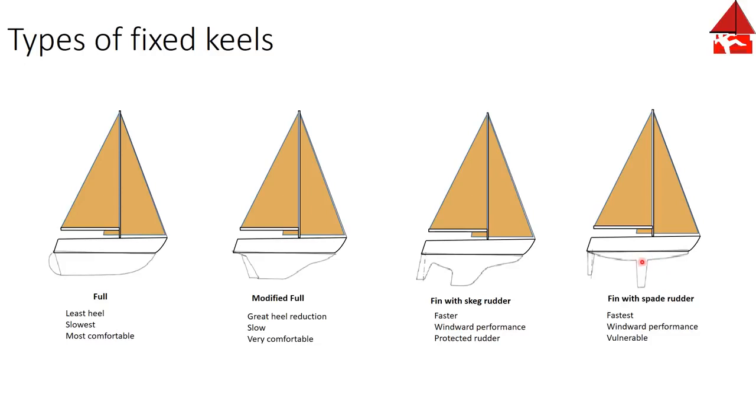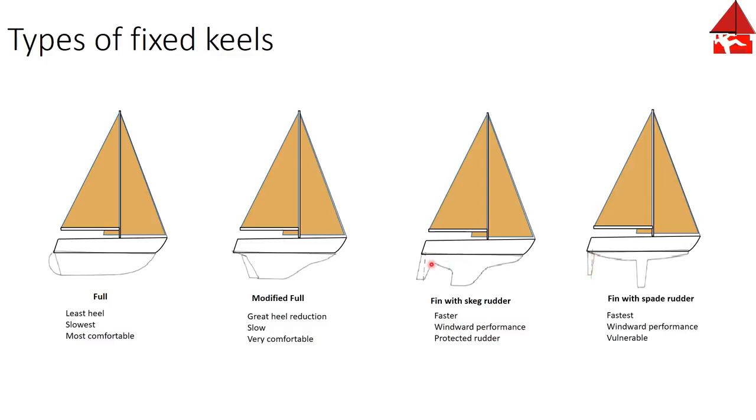They are the most vulnerable type of keel and rudder, and the reason for that is fin keels are typically bolted onto the hull, whereas with your full and modified full, the keel is actually integrated into the hull. With your fin keels, the keel is typically bolted onto the boat. That makes it more susceptible to breaking off in a grounding.